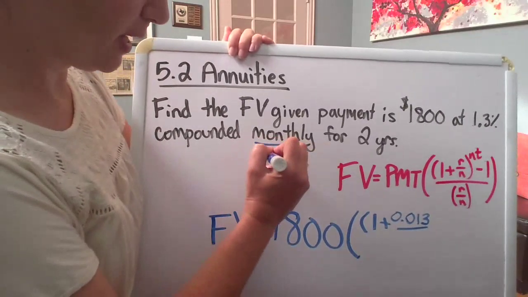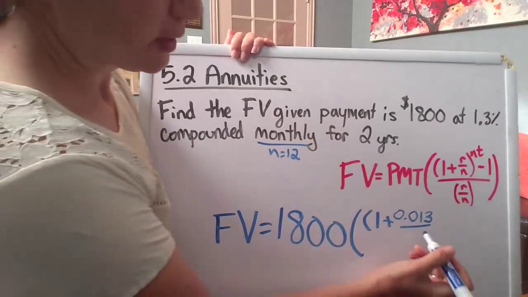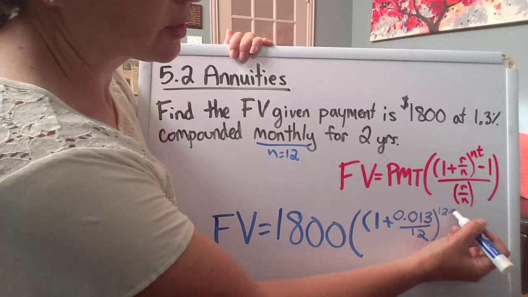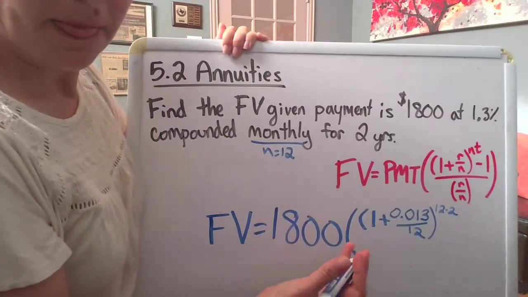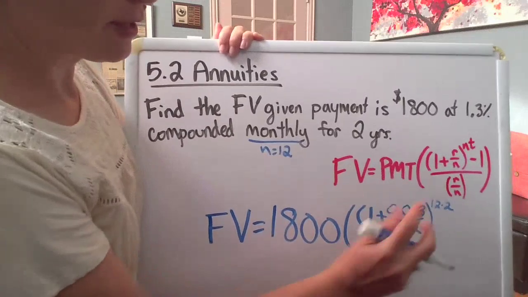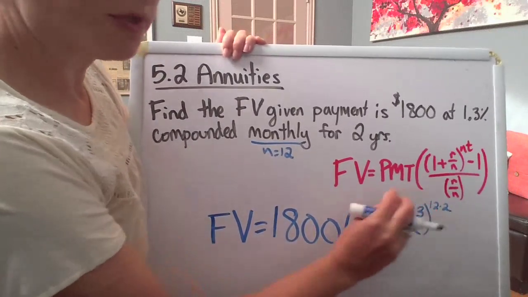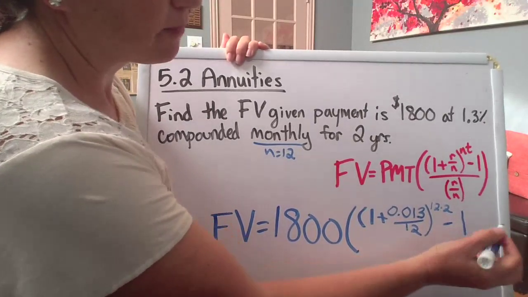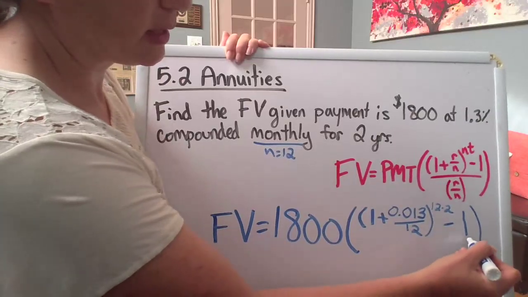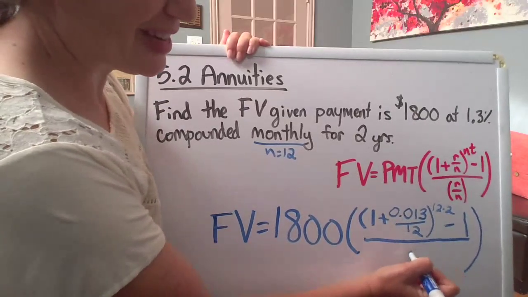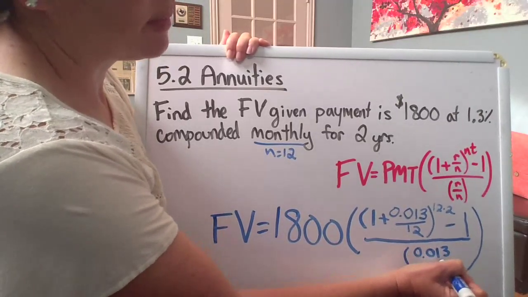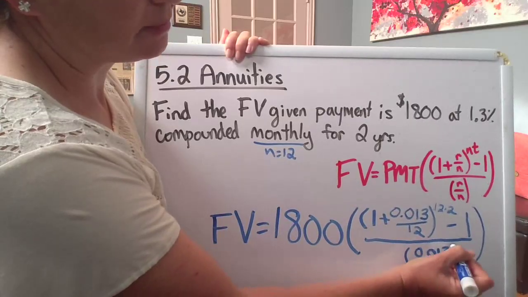So monthly, remember, N is 12. So I'm going to say over 12, raised to the 12 times 2, where this 2 is our number of years. You could write a 24 up there. You do not have to leave it as a multiplication problem. I'm just trying to show how I'm plugging it into the formula I gave you. So I'm going to write this all down, 0.013, and then I'm going to give some calculator hints.